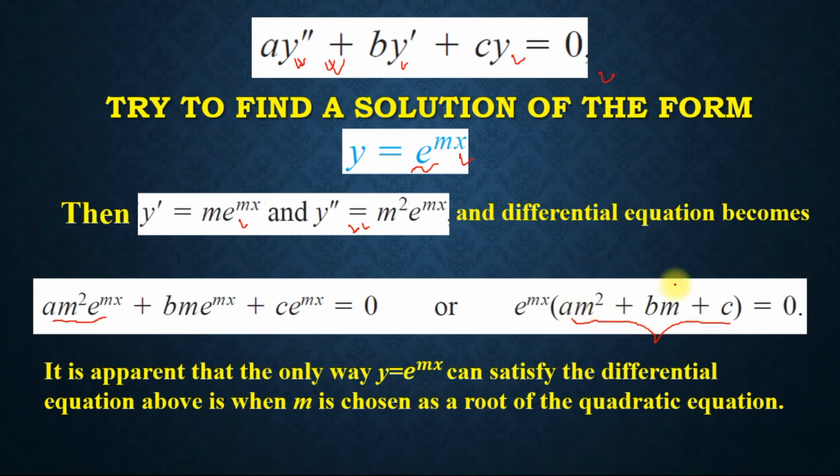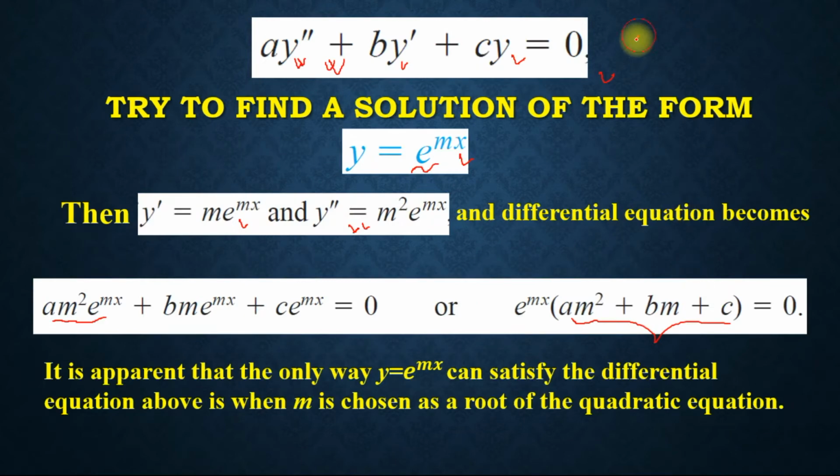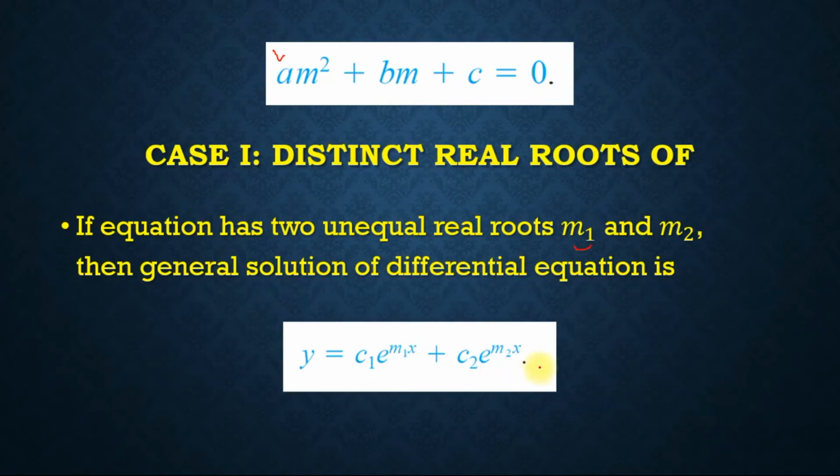So we need to consider the roots of this quadratic equation, am² + bm + c = 0. If our equation has distinct real roots, for example m1 and m2, then a solution of our differential equation ay'' + by' + cy = 0 will be this function, guys: y = c1 e^(m1x) + c2 e^(m2x).